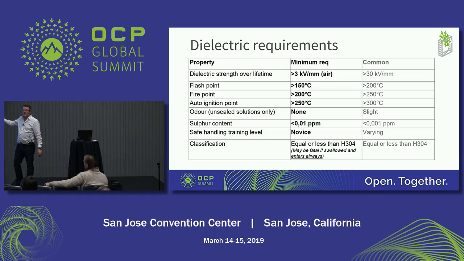Because I really would like to know. Because honestly, I do not know what it should be. All I know is that the standards that we so far have applied are based on something that doesn't apply. So scientifically speaking, 3 kilovolts per millimeter should be an absolute minimum because it equals air.